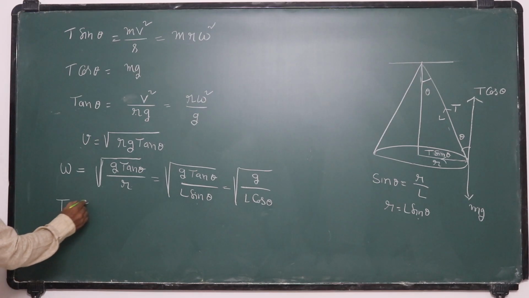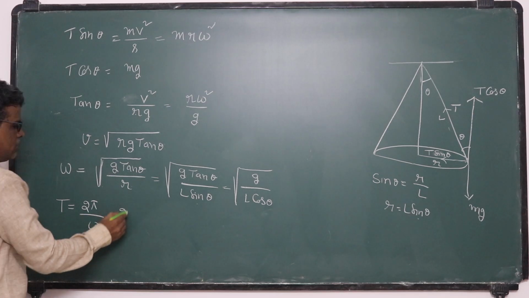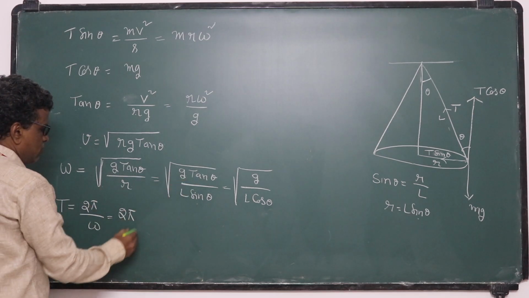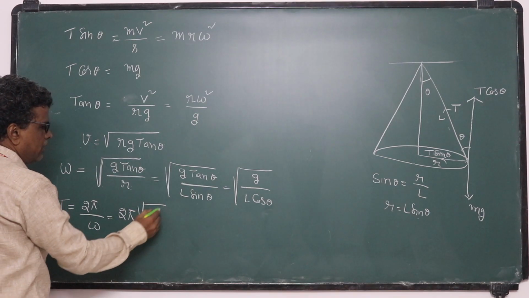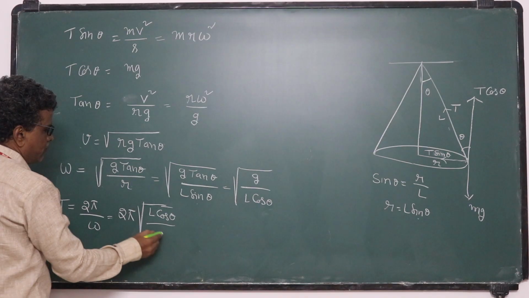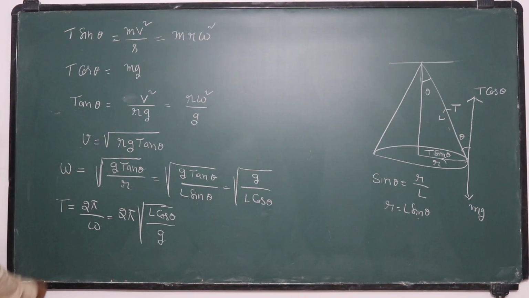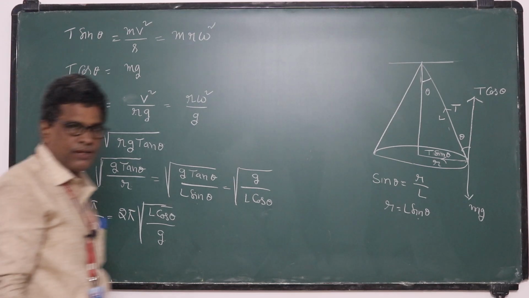Suppose you want the time period. Time period is 2 pi by omega. So that is 2 pi by, what is omega? Root, we can write it as L cos theta by g, where L is the length of the string. So this is the expression for time period.